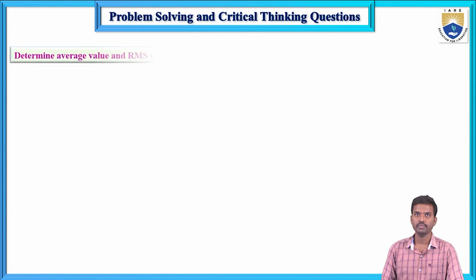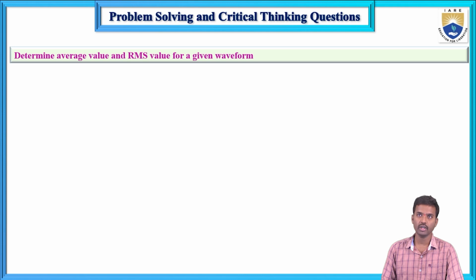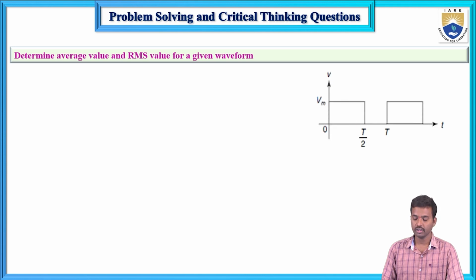Now the second waveform: determine the average value and RMS value for a given waveform. What is the waveform here? This is a square waveform but an unsymmetrical waveform. Previously we solved a symmetrical waveform. Symmetrical waveform means in the complete cycle, the positive half cycle and negative half cycle must be the same. Here there is a positive half cycle and no negative half cycle, so this is an unsymmetrical waveform.